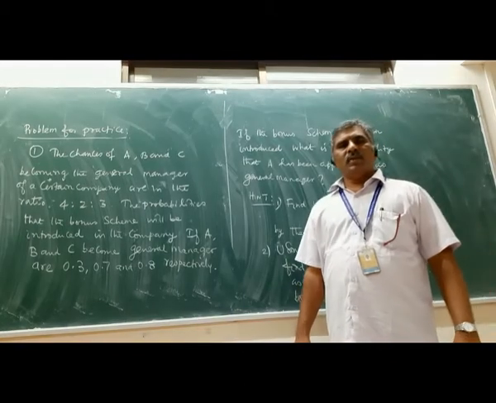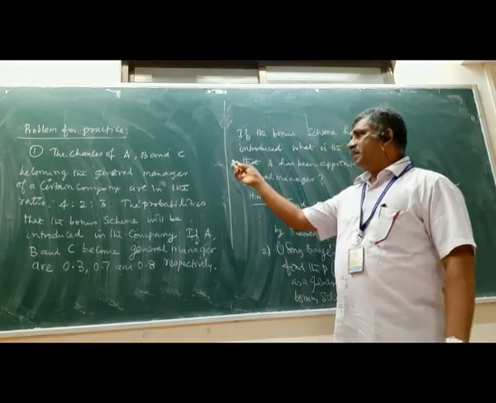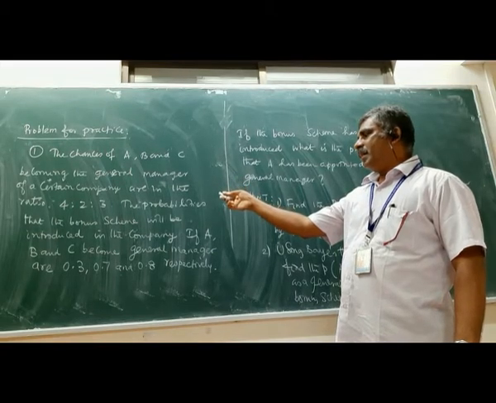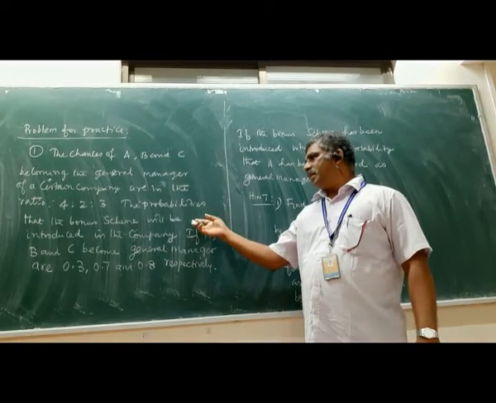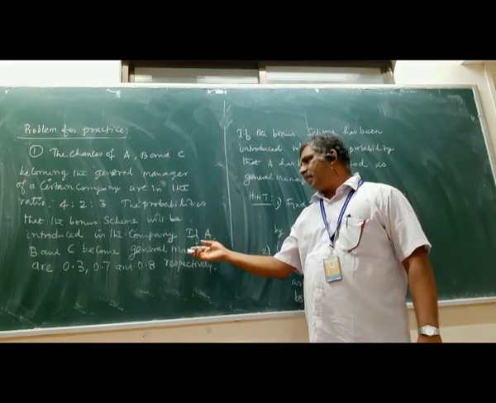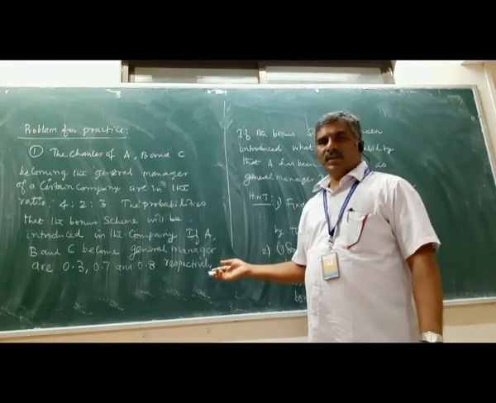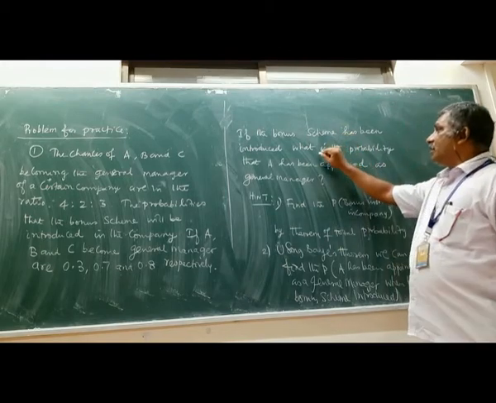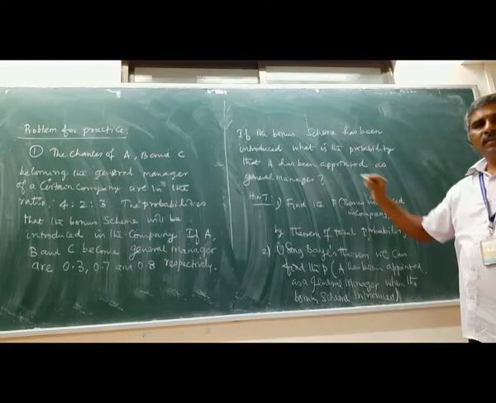Please note down one problem for practice. The chances of A, B, C becoming the general manager of a given company are in the ratio 4:2:3. The probabilities that the bonus scheme will be introduced in the company if A, B, C become the general manager are 0.3, 0.7 and 0.8 respectively. If the bonus scheme has been introduced, what is the probability that A has been appointed as general manager?